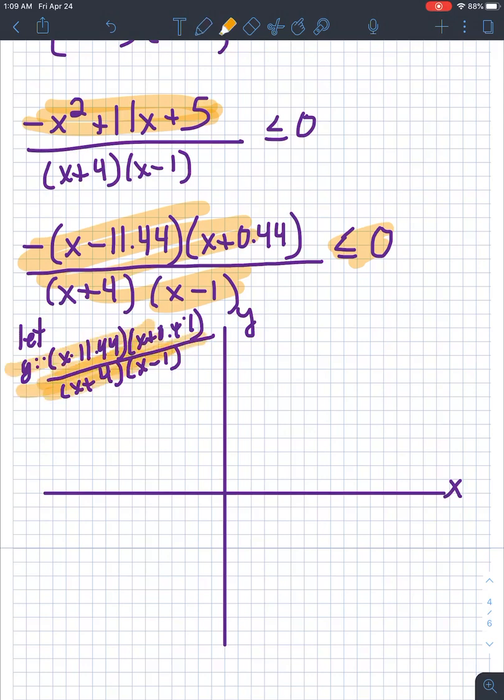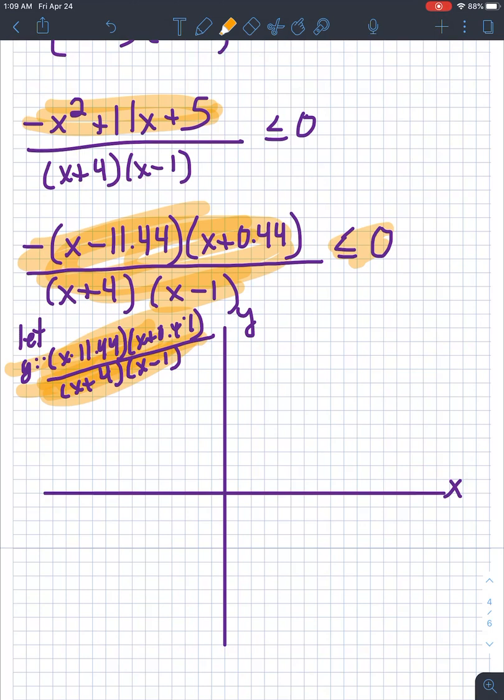And then the height of this graph is simply going to be all of this. And when all of this is less than or equal to 0, that's because the height of the graph is going to be less than or equal to 0. So down here or on the x-axis. Alright, so let's do it.